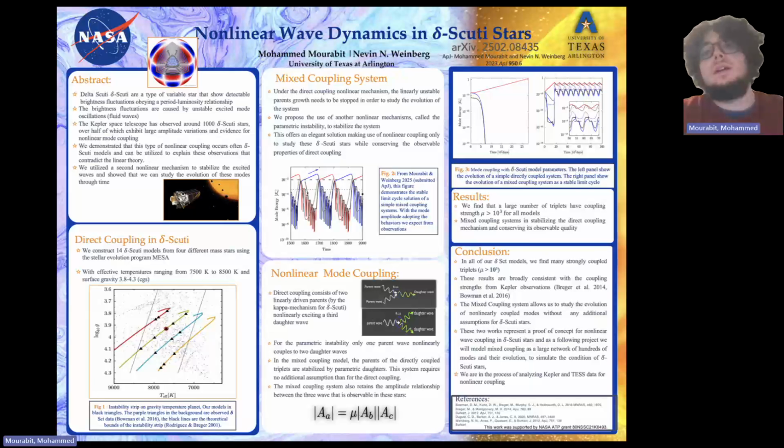We then needed to look at a stabilizing mechanism for the growth of the parents that are excited linearly to this nonlinear coupling. So if we look here, basically for the direct coupling mechanism, we have two parent waves that are excited linearly, and they're gonna excite a third daughter wave non-linearly. In order to remedy the unstable growth of the parents, we propose a mechanism that makes use of both the direct coupling and an additional nonlinear coupling mechanism called the parametric instability, where one parent now excites nonlinearly two daughters.